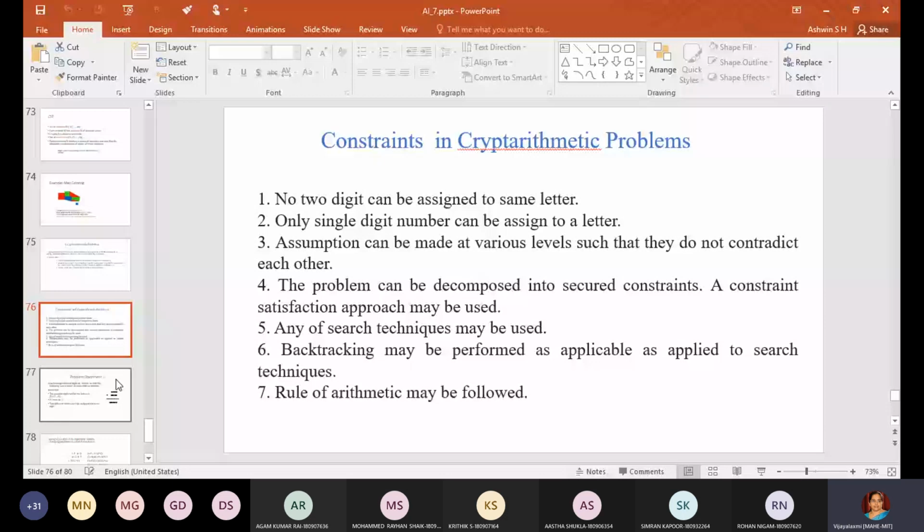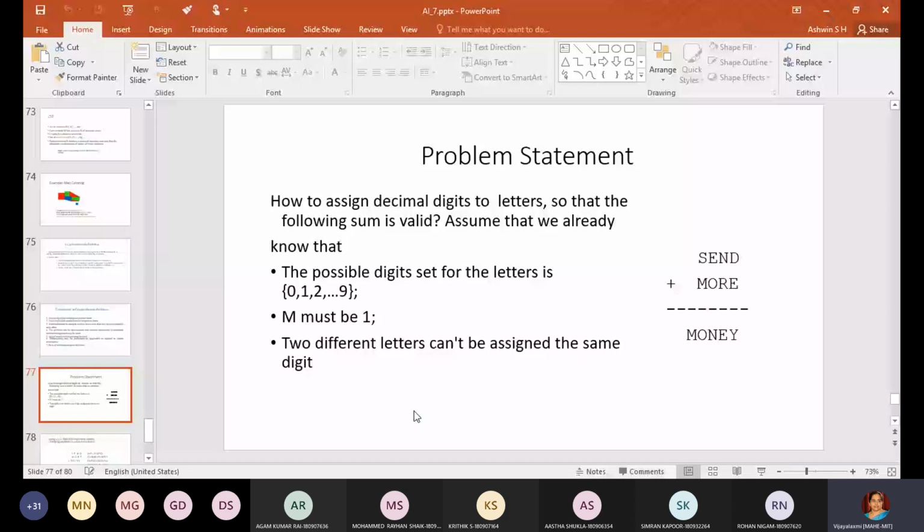Now, the example I have taken is SEND plus MORE is equal to MONEY. This is the problem. What you have to do is assign decimal digits to letters so that the following sum is valid. This should be a valid addition. The possible digits for the letters, as I have told in the previous slides, can be from 0 to 9. Let me start explaining.